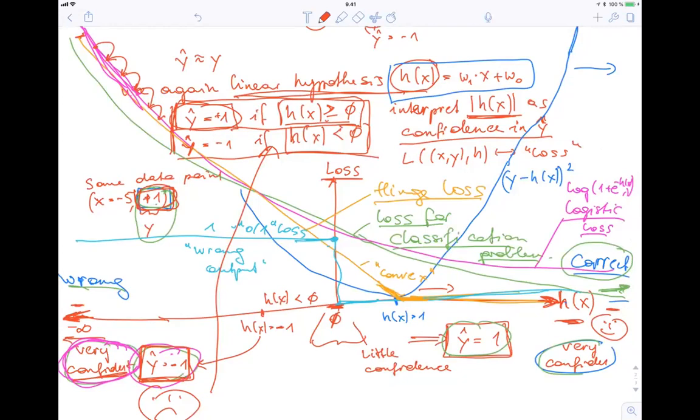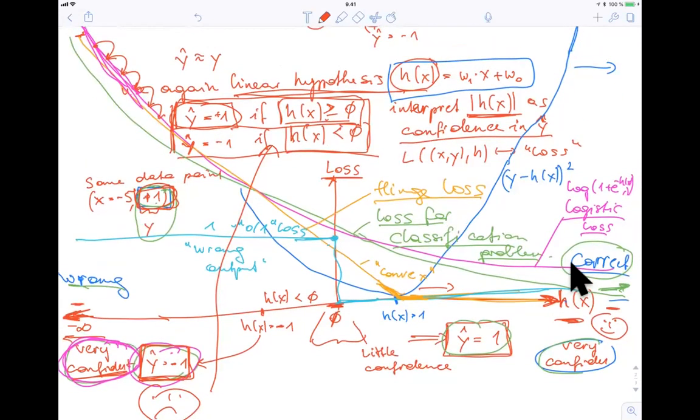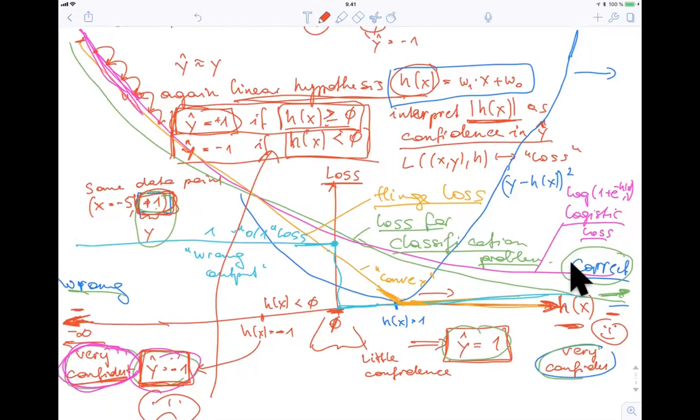So let's see what we have. Another comment: should we have different loss functions for each classification? No, we can use the same loss function. If the loss function works for this example where the true label is plus 1, it will also work by symmetry for another data point if the true label would be minus 1. You just flip the curves, but the correct classifications always have a smaller loss function. So this works also for other data points. We can use the same loss function for data points with true label plus 1 or minus 1.